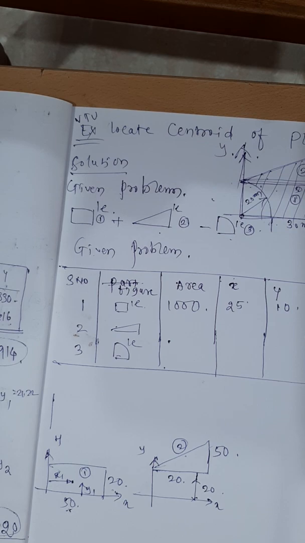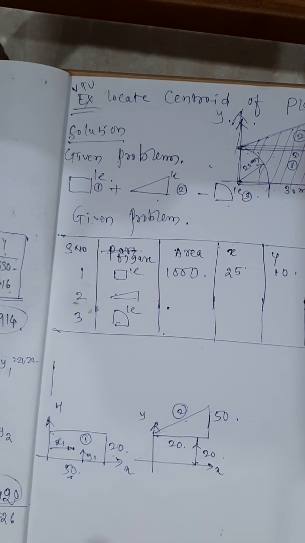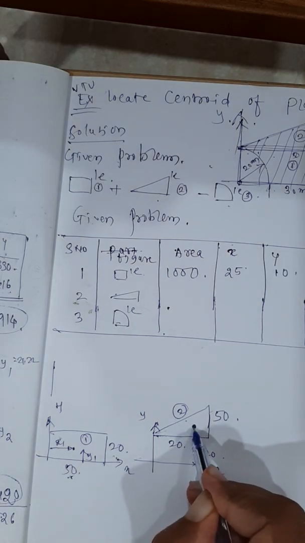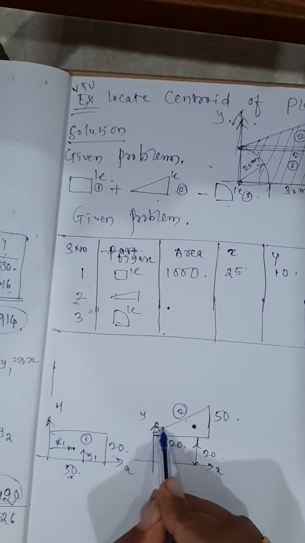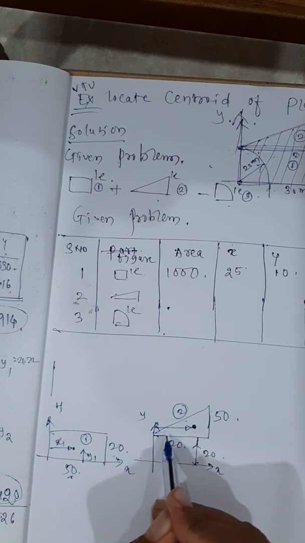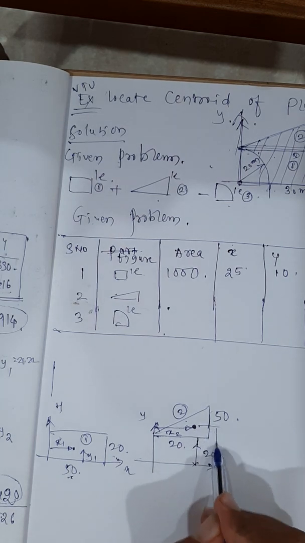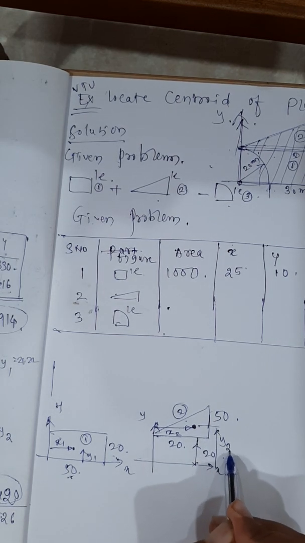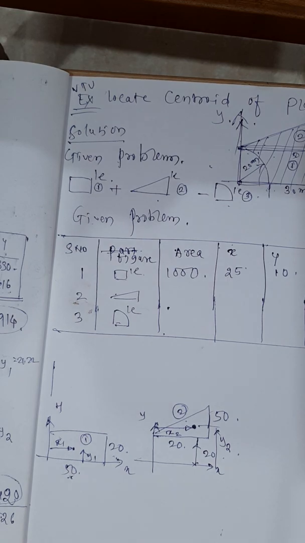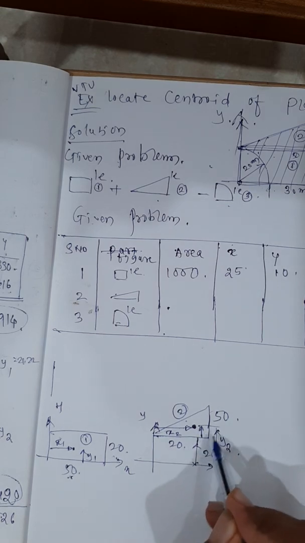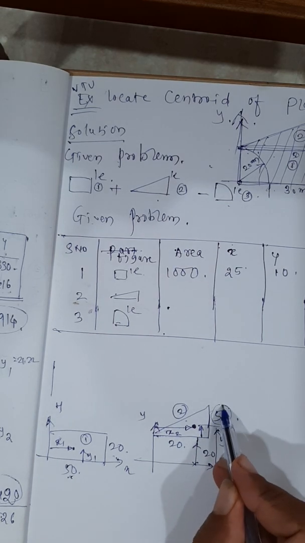Any doubt in understanding the second figure? You need to keep the figure in proper position. The rest all will be easy for you. Yes, somewhere here is the center of gravity of this figure. This distance I am calling x2, and this distance I am calling y2, right? The center of that individual figure. You know that from here it is located at a distance equal to how much? This 50 divided by 3.